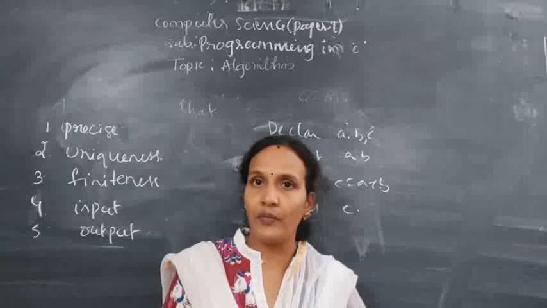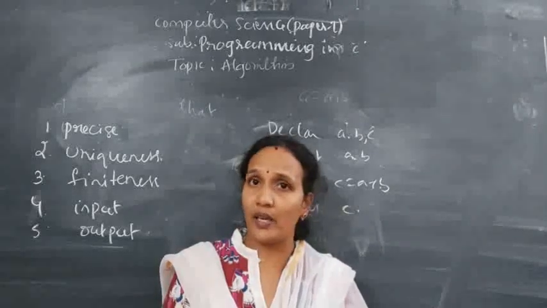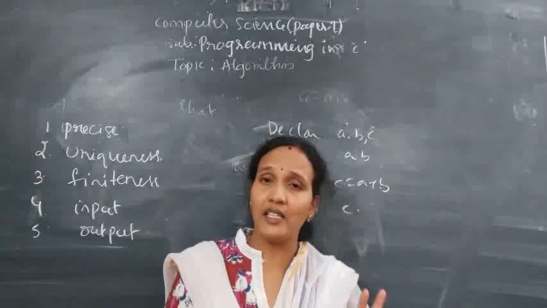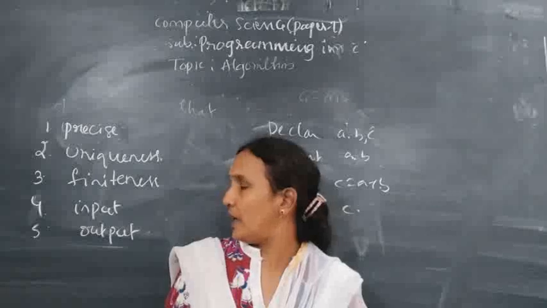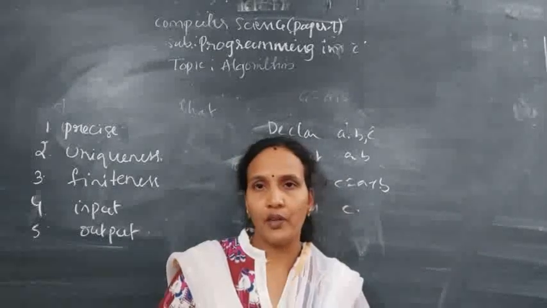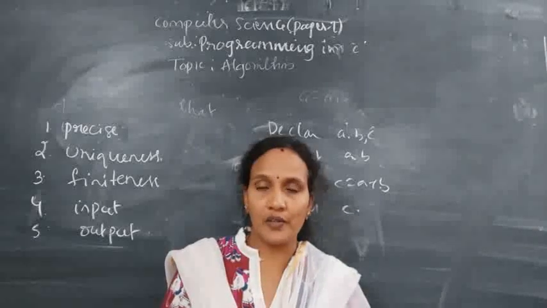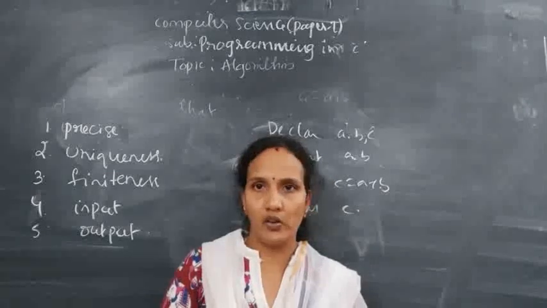What is an algorithm? It is a step-by-step process to solve a specific problem. What are the characteristics? Precise. Next, uniqueness, finite set of steps, input and output. If you want to add more points, you can add. Clear? And there should be a sequence of steps. That is also one of the characteristics of an algorithm.